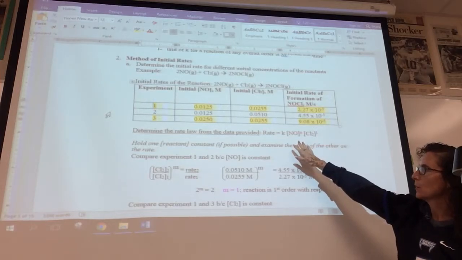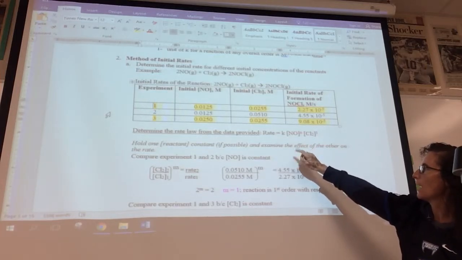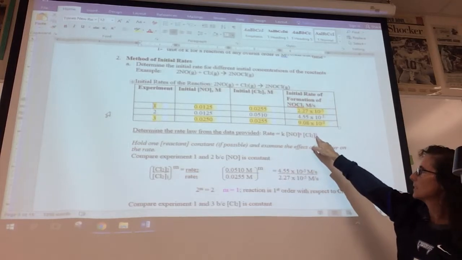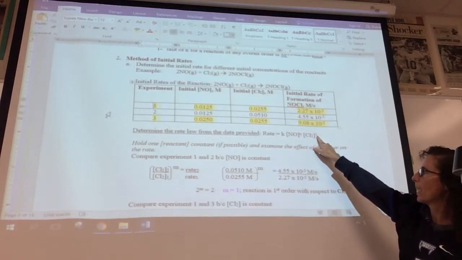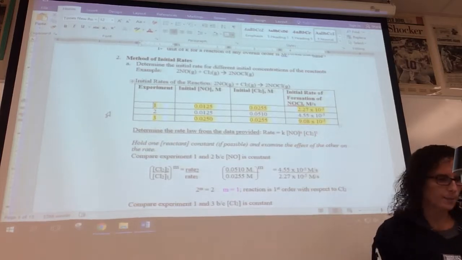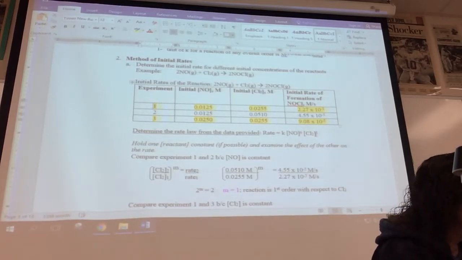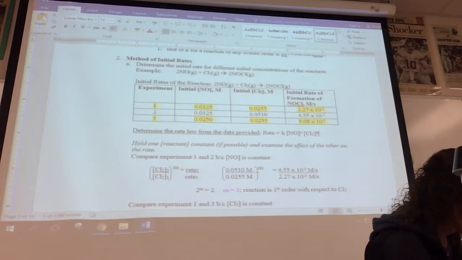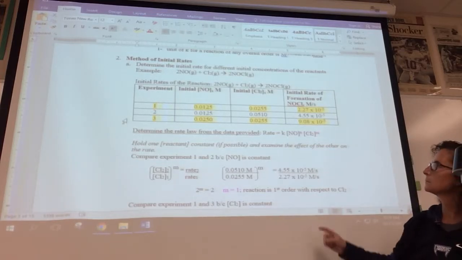You'll be asked to determine the rate law from the data provided. This will not be given. You'll need to figure out your rate law, determine the N and the M. This was M. We must have determined what it was yesterday and stuck it in.